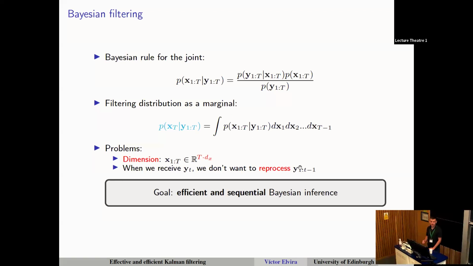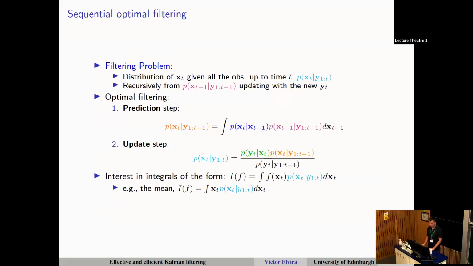Also, we would like to save our efforts in the sense that if we did some inference up to some time t, then if we receive a new observation, we don't want to recompute the joint again, reprocessing all past observations. So we would like to do conditioned, sequential Bayesian inference, and this is what the standard filters do. They process one observation at a time.